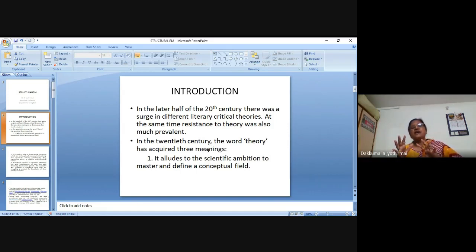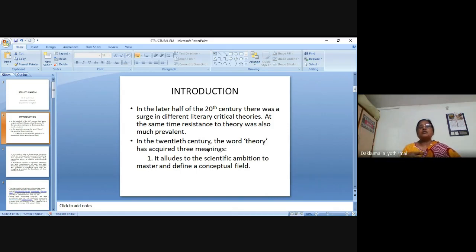We have read Aristotle also, and Aristotle, with the example of so many dramas prevalent in his time, has tried to give us many general principles of literary theory, though not called literary theory exactly. As we have seen, he dealt with plot, which is the mythos, the catharsis, and many other concepts.